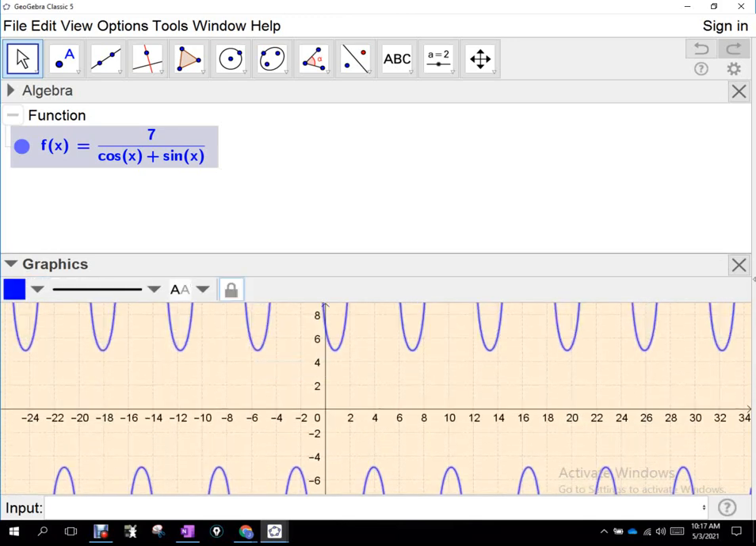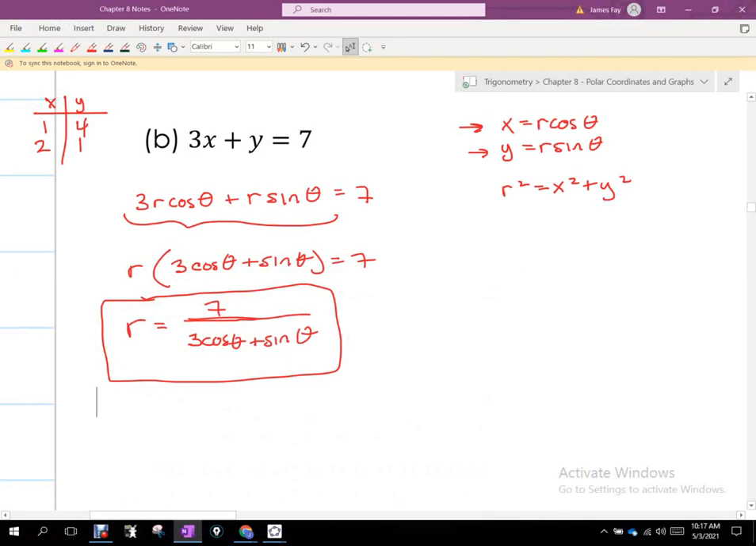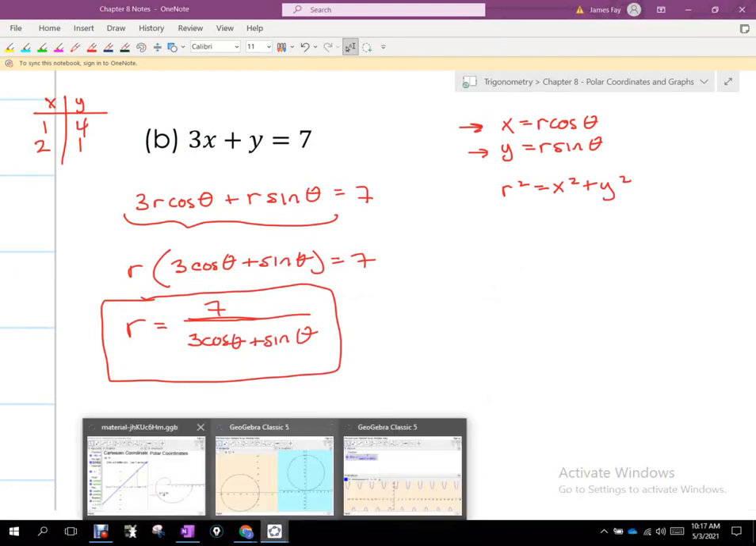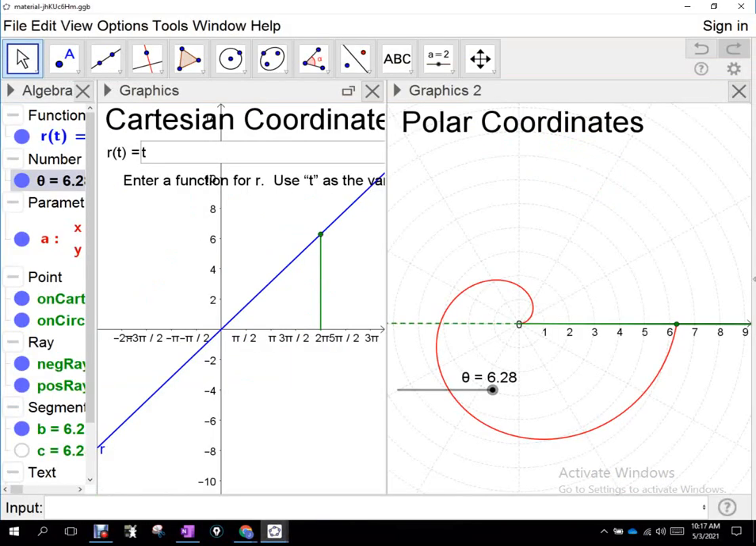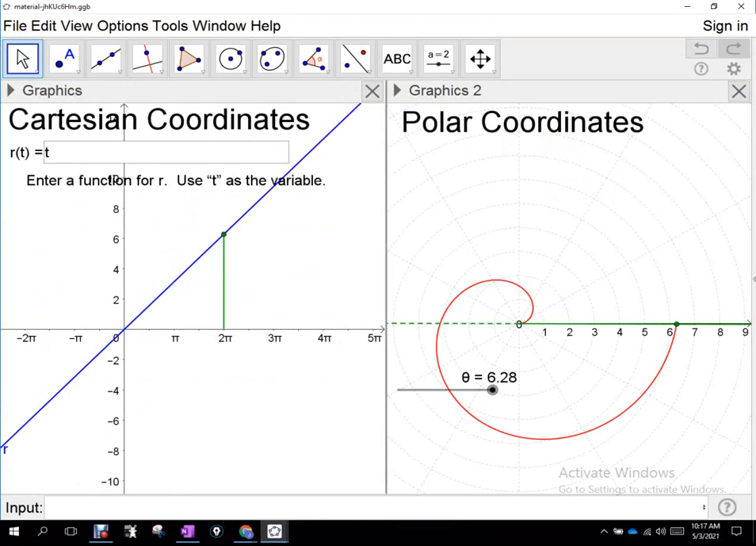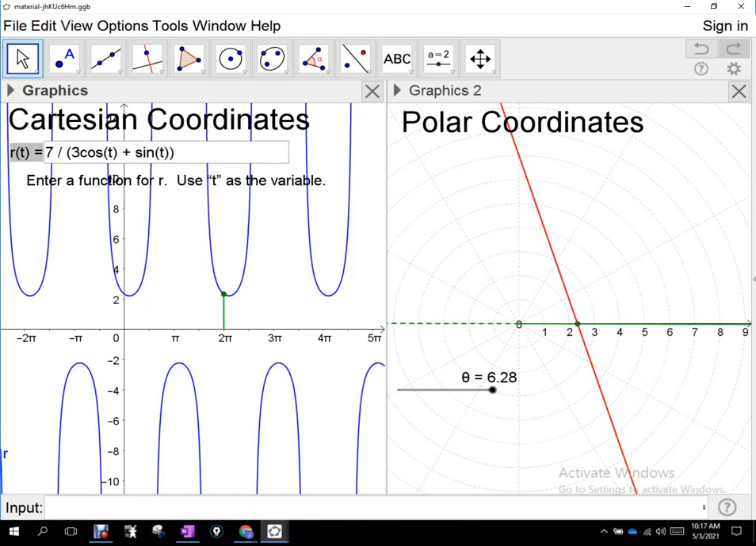Okay, so what I'm going to open up now is this applet here, which allows me to do really the same thing. On the left-hand side, I'm going to type in 7 divided by 3 cosine. Instead of x, I'm using t here as my input, standing for theta, and then sine of t. So I get that, which is exactly what we just showed, right?